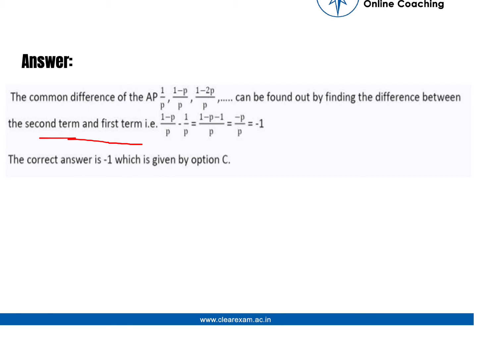Now 1 minus p upon p minus 1 upon p equals, you solve this fraction. The common denominator p comes here, and 1 minus p minus 1, so minus 1 plus 1 cancel out, minus p upon p, p and p cancel out, minus 1 will be the answer. The common difference is minus 1, so option C is correct.